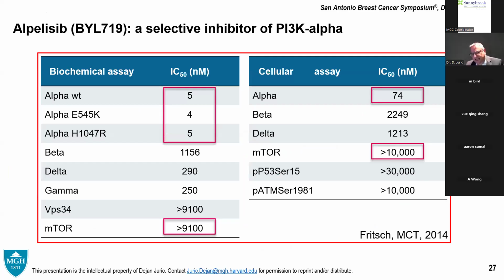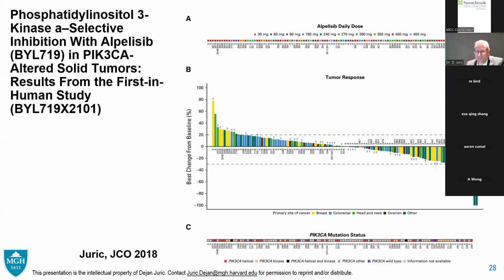The very first agent that actually made it to the clinic was BYL719, where for the first time we were able to selectively block the protein that was mutated in tumors. In the beginning, we were so greedy. We wanted to hit all of these proteins, alpha, beta, gamma, delta, and mTOR, and do that continuously without any breaks. Those strategies failed, and only when we realized that we had to make a choice and hit PI3 kinase alpha, which is encoded by PIK3CA, were we able to see a good result.